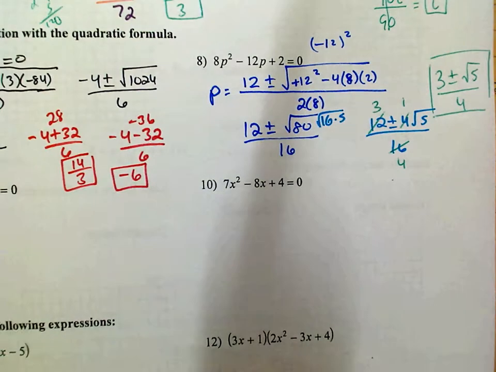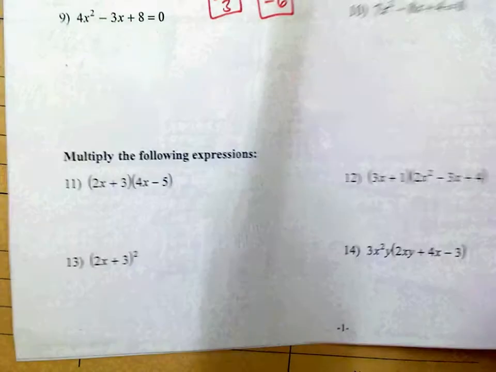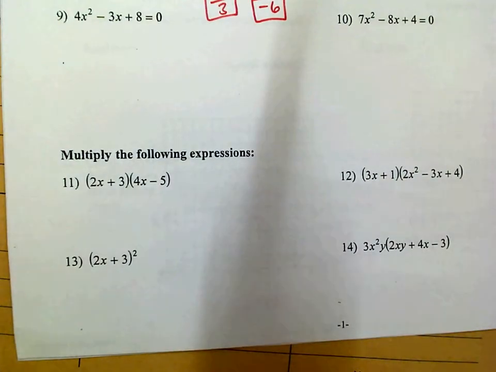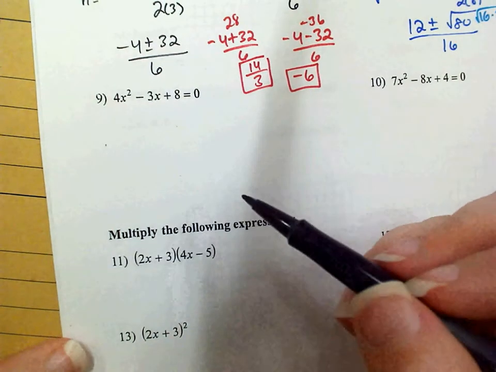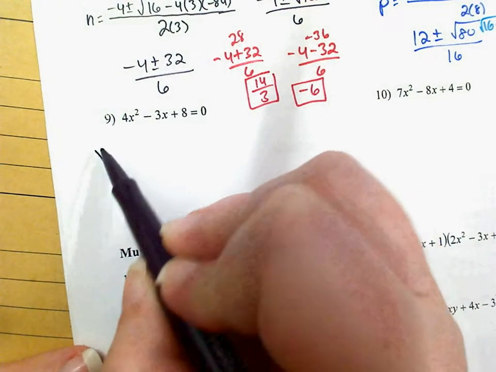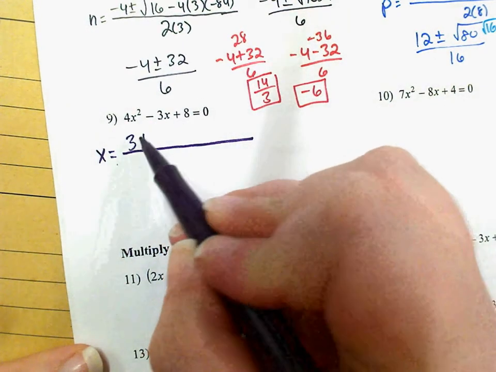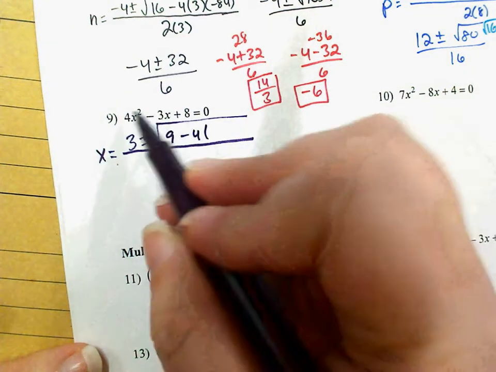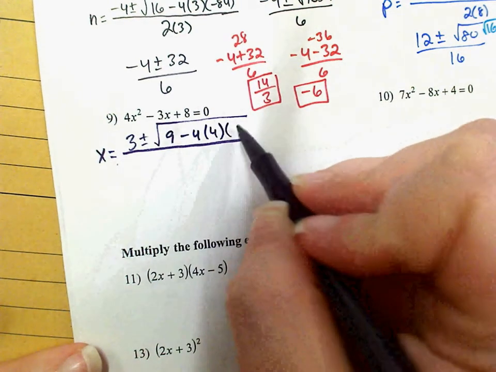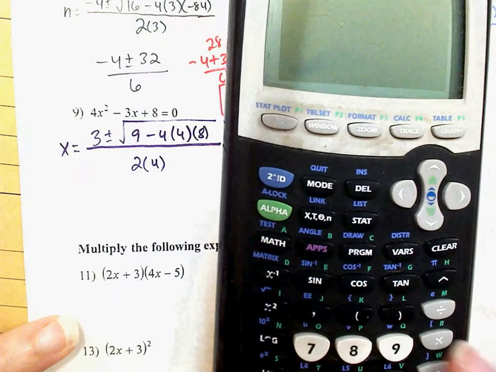Number 9. Everything is on the correct side, and it's in order, so let's just go ahead and go. X equals negative b, so negative negative 3 is positive 3, plus or minus the square root of b squared. I'm going to put positive 9 minus 4 times a, which is 4, times c, which is 8, all over 2 times 4. So I've got 9 minus 16 times 8, or 4 times 4 times 8.